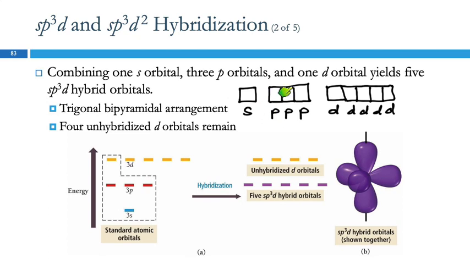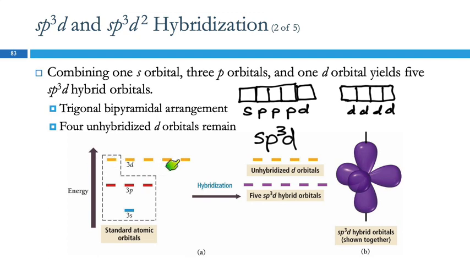But here, we can take the beds from the p room and get rid of the wall between that and the s room, and then we can take one of the d orbitals and bring that in as well. And then we've taken out 2 walls and we built a new wall here. So this is s, p, p, p, and d, and so we call that sp3d. And the other 4 d orbitals just sit there.